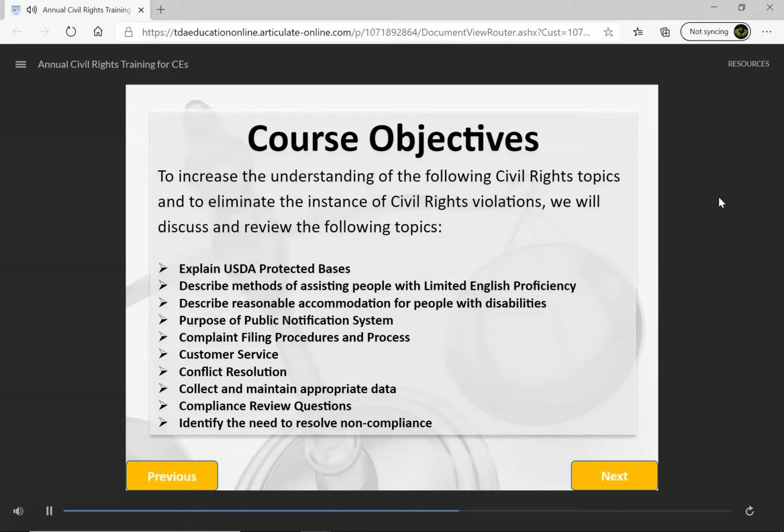Explain complaint filing procedures and process. Describe good customer service standards. Identify when to use conflict resolution. Collect and maintain appropriate data. Compliance review questions. And identify the need to resolve non-compliance.